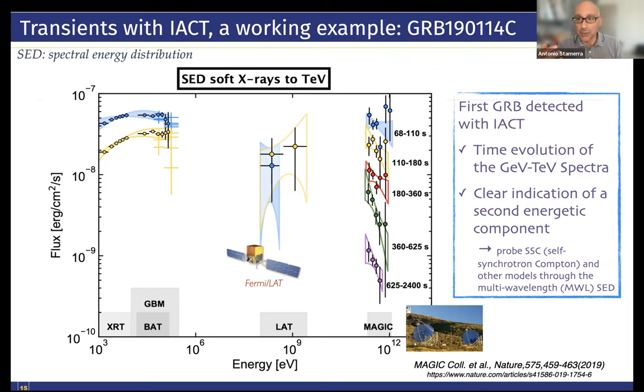It was a bright GRB, but not as exceptional as the last one that we had less than a month ago. But thanks to this observation, we had really key results, for example on the existence of a second component, or to probe the parameters of the models that were used to describe these GRBs.